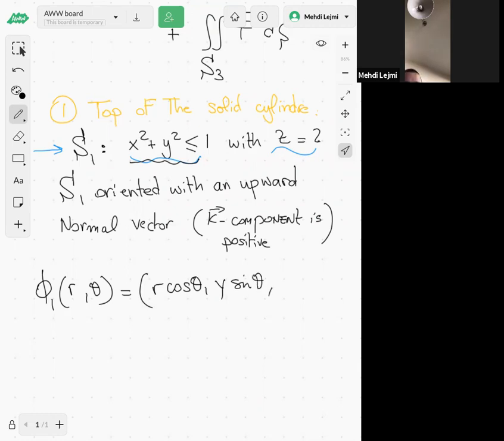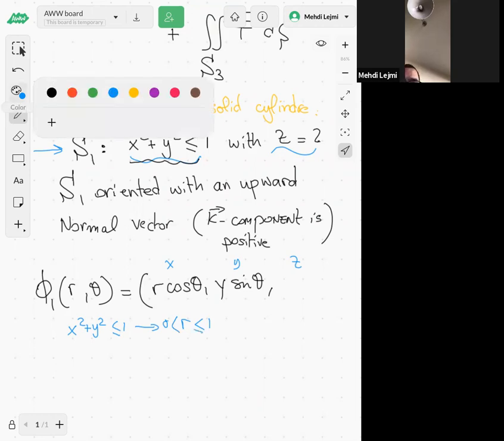And of course, this is my x, this is my y, here's supposed to be my z. If you do x squared plus y squared less or equal to 1, that means that r is between 0 and 1. Right, and then the z coordinate is fixed. The height z is equal to 2, so this is 2 here. All right, so this is the parameterization of my surface S1. Make sure that the orientation induced by this parameterization is the right one.